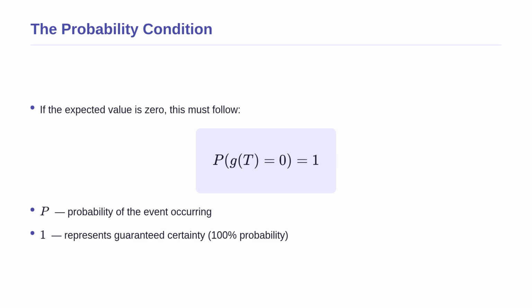Following our previous equation, if the expected value is 0, the definition of completeness demands that this second formula must also be true. This formula states that the probability of the function g of t being exactly equal to 0 is 1. Let us break down these symbols. P stands for probability. Setting this probability equal to 1 means it is a guaranteed certainty or 100% likely.